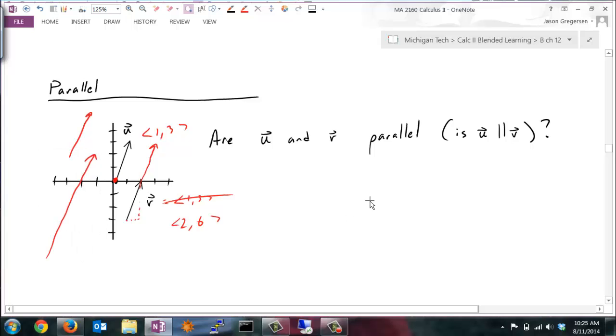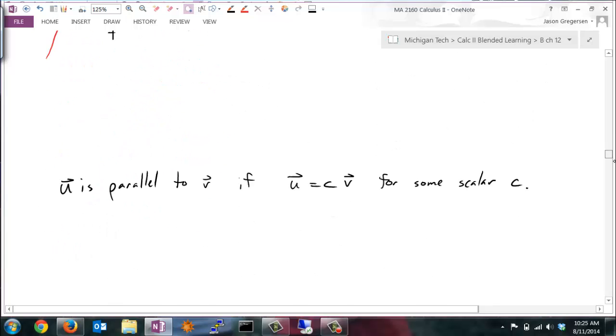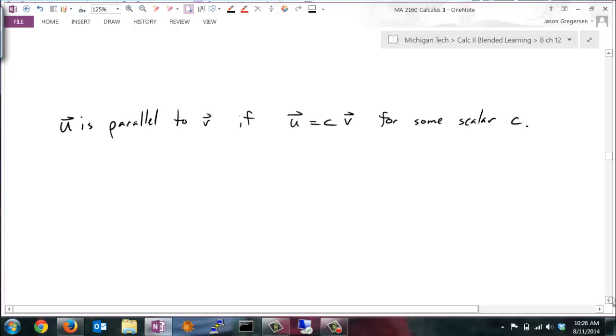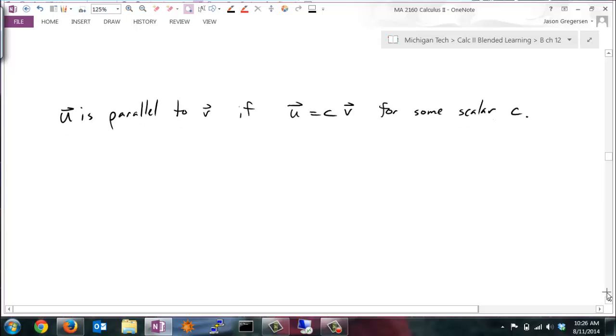So given two vectors, how can I tell if they're parallel? U is parallel to V if U is equal to C times V for some scalar C. If the vectors are just multiples of each other, then they're parallel. That's kind of what that visualization was showing.